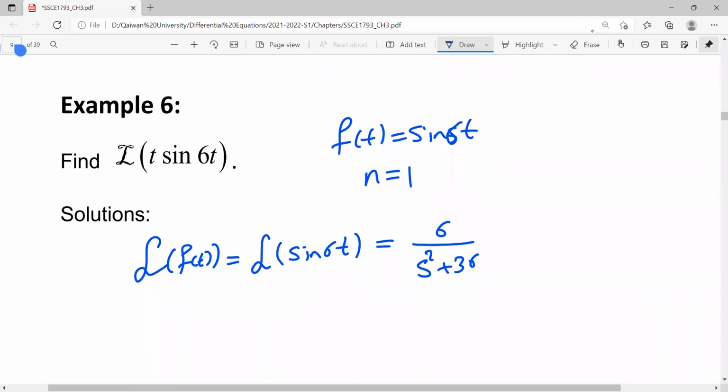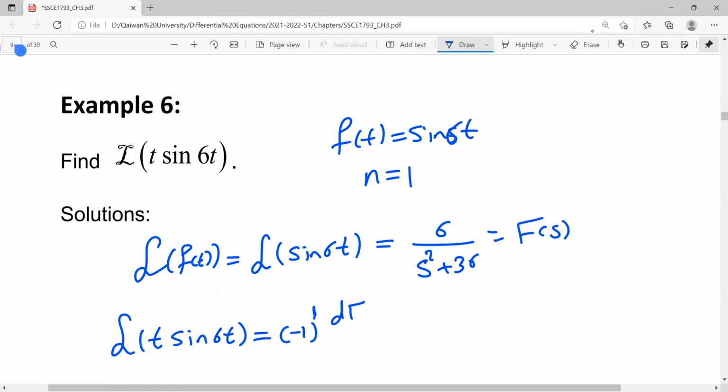Now, since n is 1, that means the Laplace transform of t times sine 6t equals minus 1 to the power n. N here is 1. Then we take only one derivative. This is f of s.